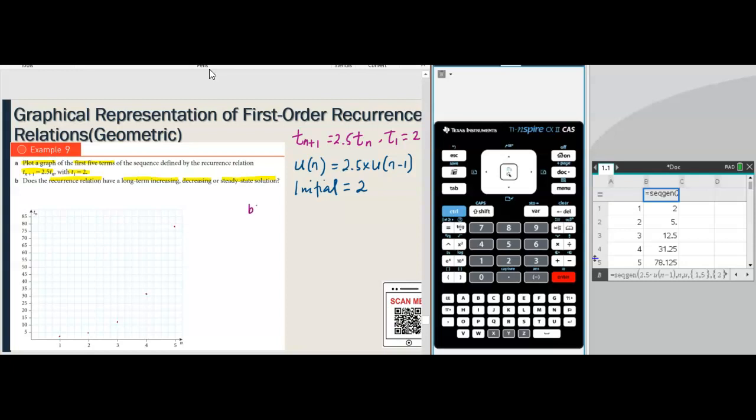Then we'll look at B. So does the recurrence have a long-term increasing, decreasing, or steady state? Steady state means it goes stagnant, right? So in this case, you know that it's actually going upward, increasing. So the recurrence relation here has a long-term increasing solution.